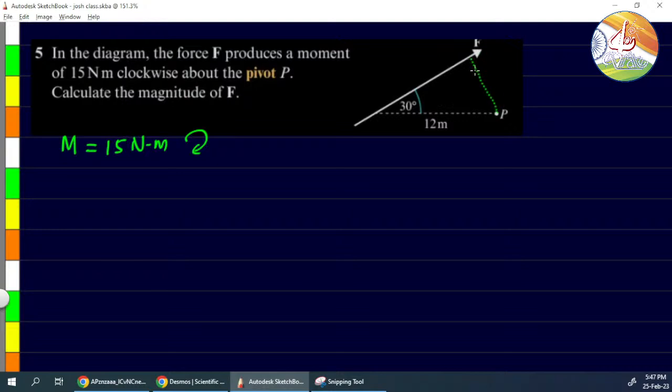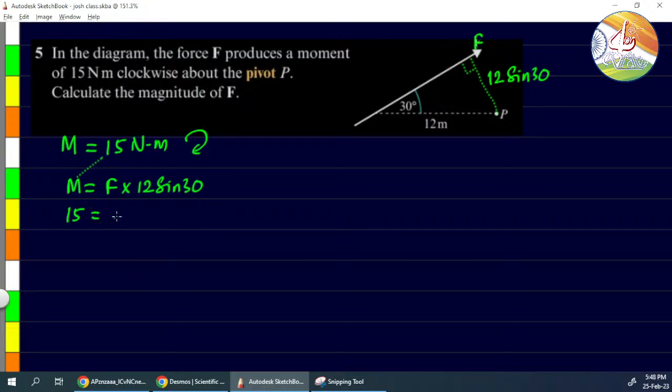One is to go ahead and find the perpendicular distance. This will be 12 into sine 30. So if you take the perpendicular distance, directly take force F. So the formula for M is force into perpendicular distance, that is 12 into sine 30. And we know the value of moment, so substitute here.